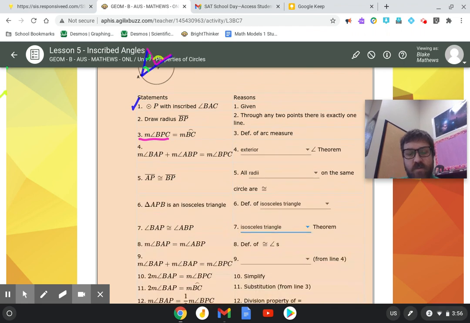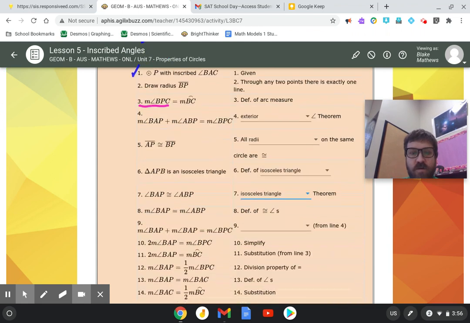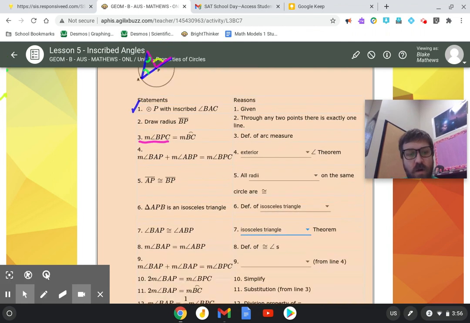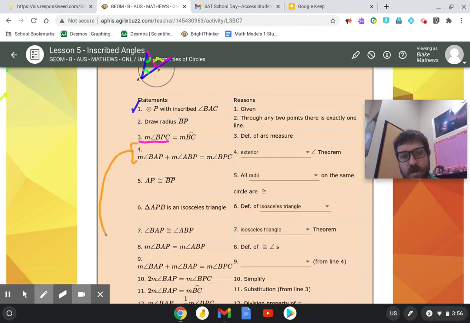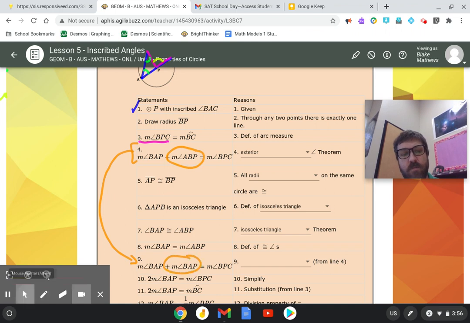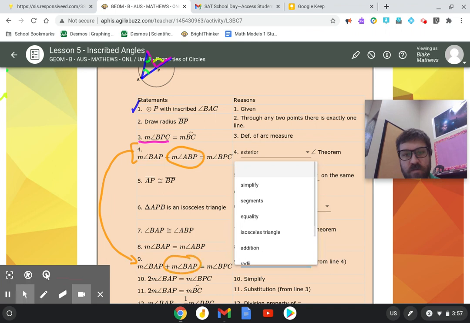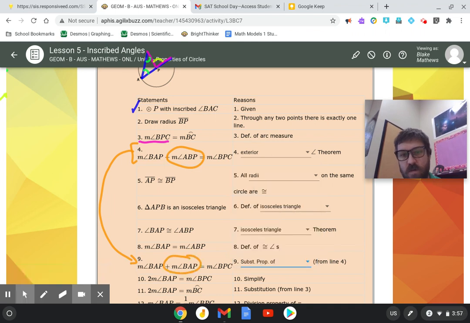And then the measures are equal because congruent angles are equal in measure. And then from line 4, we're taking this one and bringing it down here. So that means we've taken BAP, BAP. Okay, so they've substituted, and we can see they've substituted this value with this value. Anytime we're replacing one angle for another or a segment for another, we're dealing with substitution. Substitution property.